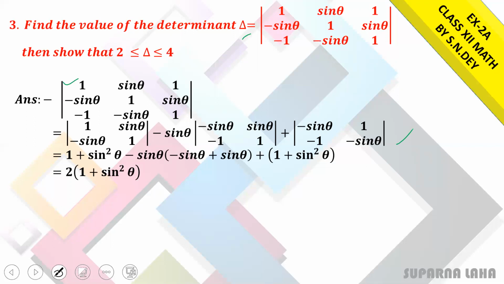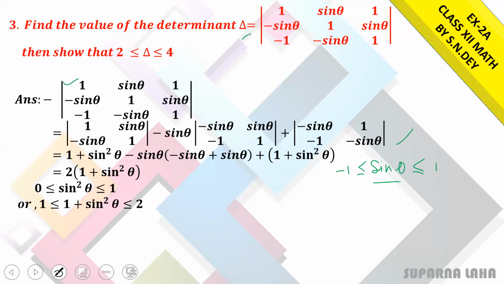square theta. Now we know that the value of sine theta is lying between -1 and 1. Then sine square theta is lying between 0 and 1. So if it is lying between 0 and 1, then 1 plus sine square theta is lying between 1 and 2. Just add 1 to both sides. Now you need to multiply with 2, so multiply both sides by 2. So we find the determinant value is lying between 2 and 4. So it is proved.